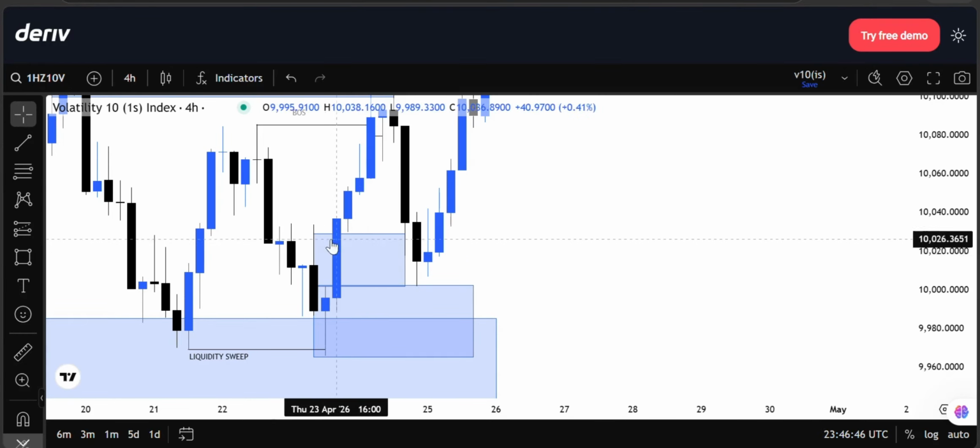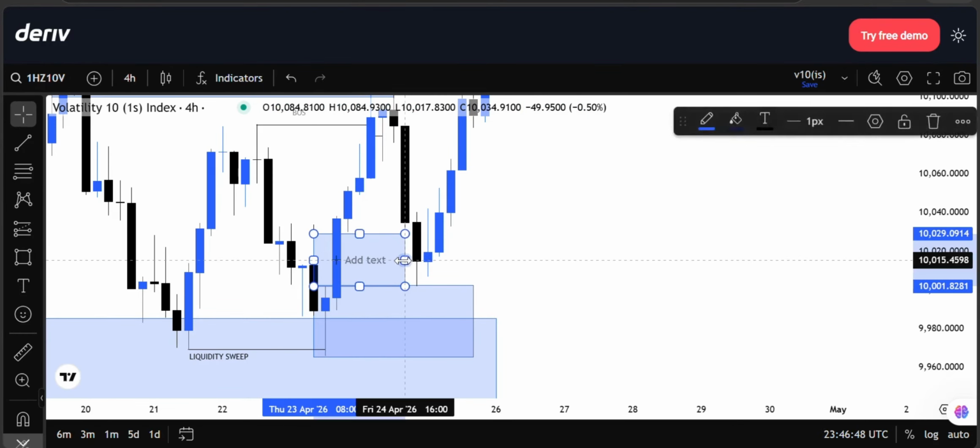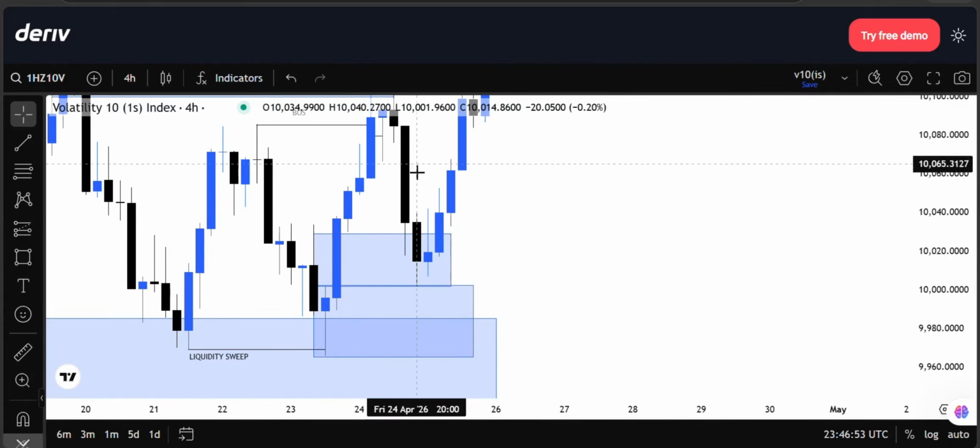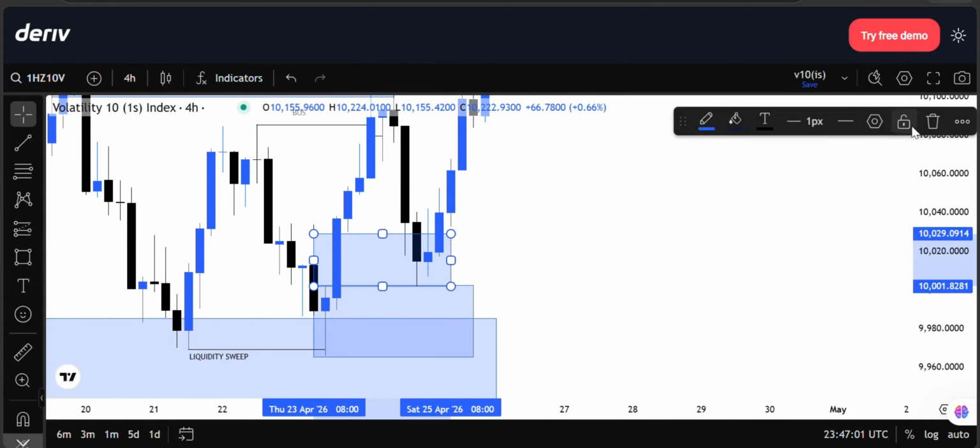So we saw that void, and this void will always act as liquidity, where price will always be attracted to, which we have seen. It actually attracted price into this zone. Price tapped into that zone. So now let's take this out.